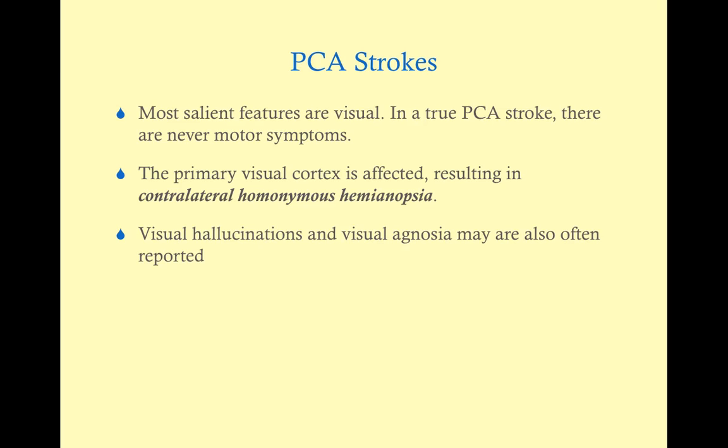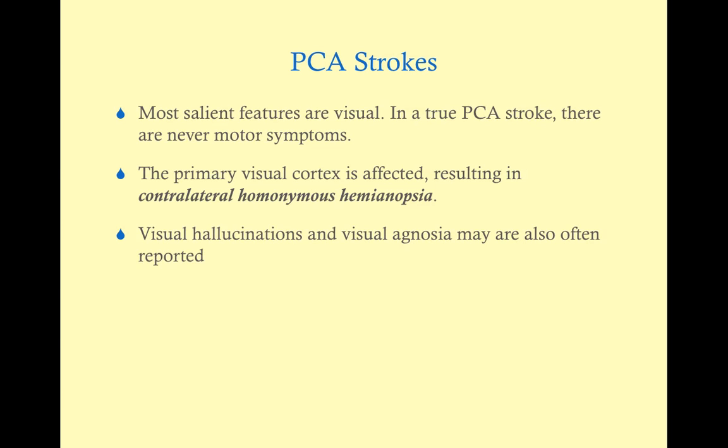There are no PCA strokes that don't have some kind of visual component. Now, in a true PCA stroke, there are never motor symptoms, and I would expect that on the USMLE you will have a true PCA stroke if they're asking you for a PCA stroke. The primary visual cortex is affected, and this results in a contralateral homonymous hemianopsia. And you might be confused as to what this contralateral homonymous hemianopsia is, or you might not remember. Certainly if you don't work in neurology or emergency medicine that frequently, you don't see a whole lot of it. So we're going to give a quick review of the optic tract in a little bit.